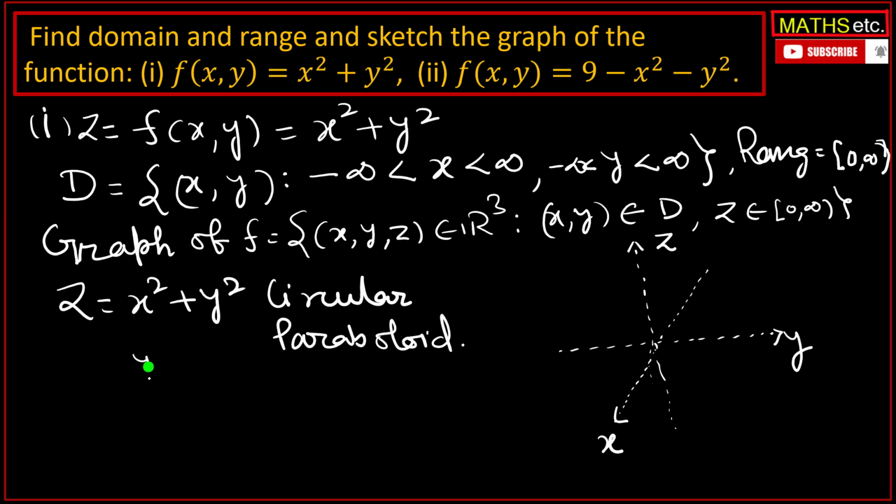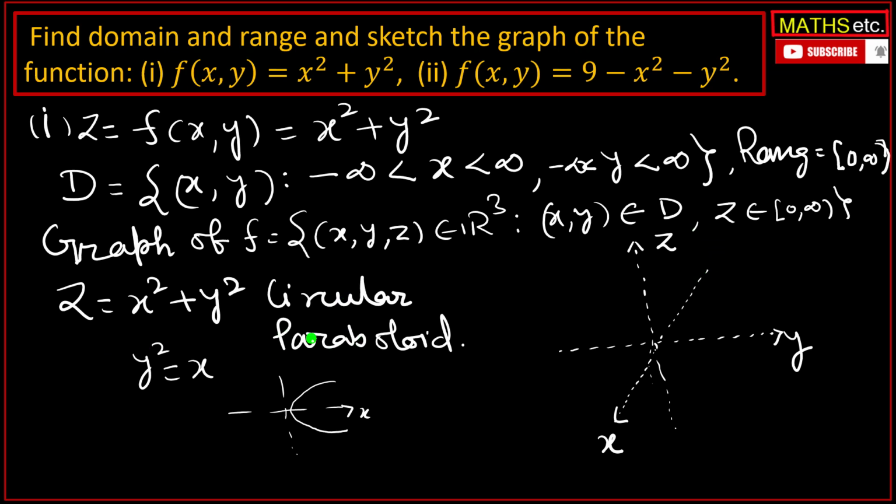Now what is the plot of a parabola like y squared equals x? The axis of the parabola is the x-axis, right? Here the degree of x is 1, and that is the axis of the parabola. Similarly in 3 dimensions, because z has degree 1, the axis of the circular paraboloid will be the z-axis. So it will open in the upward direction towards the positive z-axis.